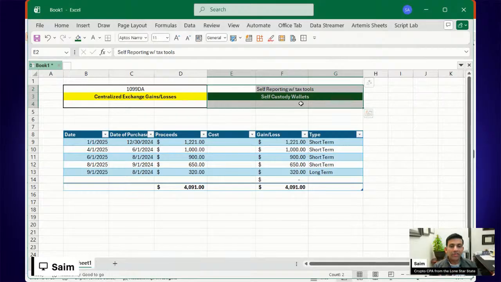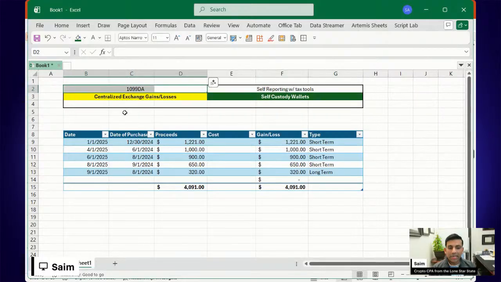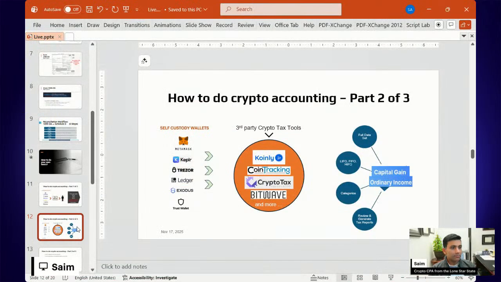If the IRS was looking at your crypto data, and if you actually provided the entire report from these third-party crypto tax tools and also the 1099 DA, then basically you're providing more than you should have, and you're now in negative territory in terms of balances. Okay, so now let's go back to our slide. So this is the thing that you need to avoid.